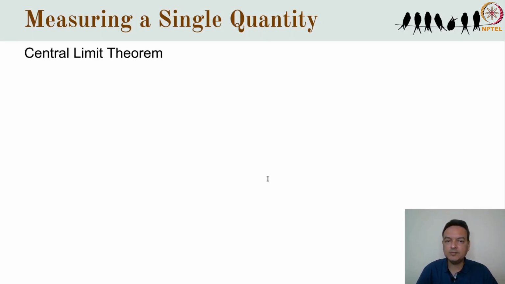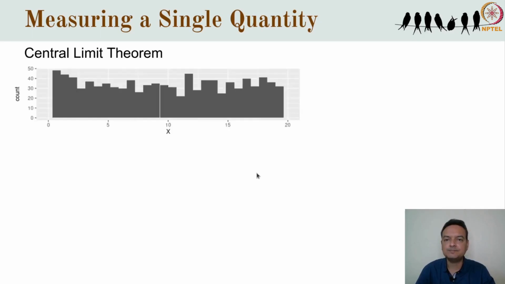In fact, this observation is codified in what is called the central limit theorem, which says that the distribution of sample means approximates a normal distribution as sample size gets larger, and especially if the underlying distribution is not too asymmetrical. Here are some examples.